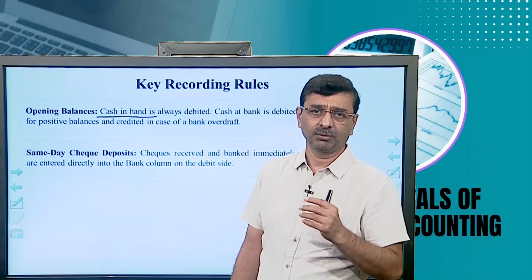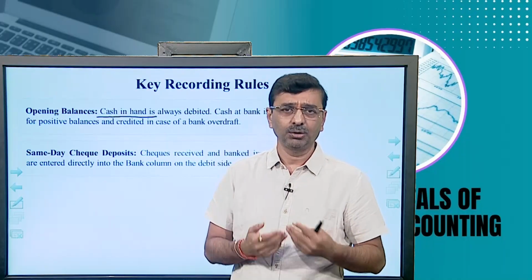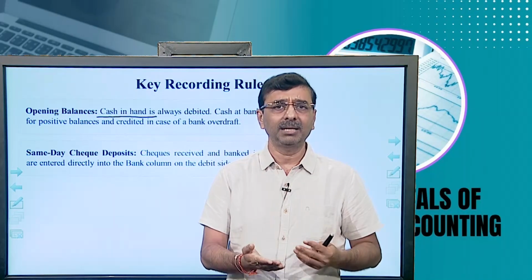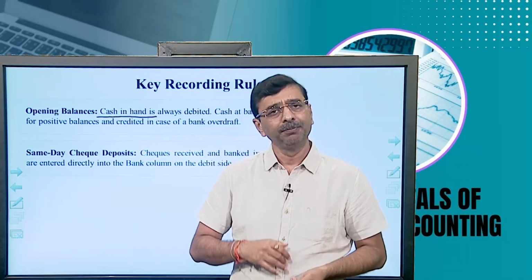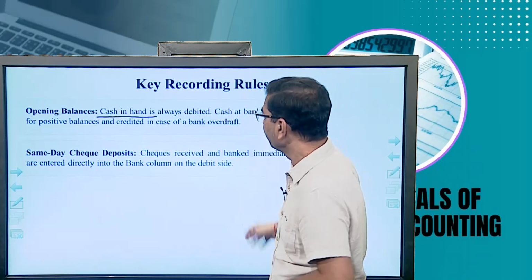The bank overdraft is always a credit balance, and cash balance and bank balance are always a debit balance because they are your assets. So cash and bank are your assets, that's why they are a debit balance. Bank overdraft is your liability, that's why it's always a credit balance.